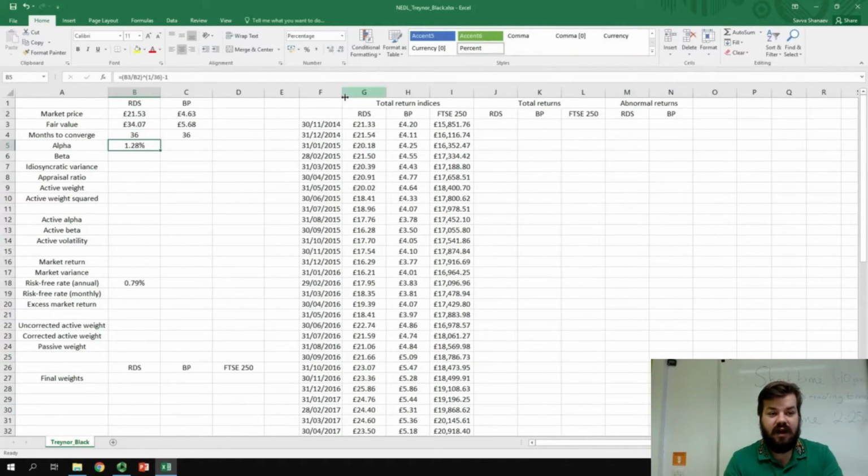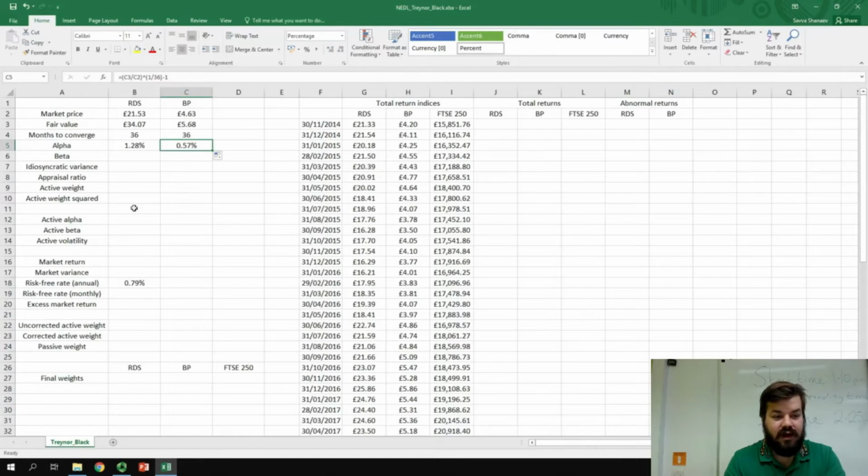And we see that the alpha for Royal Dutch Shell is around 1.28%. It means that Royal Dutch Shell is expected to outperform the market by 1.28% per month. Then we can apply the same for BP, and we can see that the alpha for BP is a little bit lower, as the magnitude of undervaluation of BP is a little bit lower.